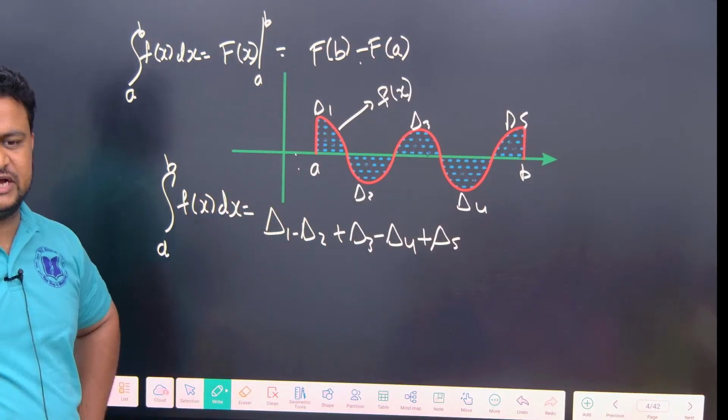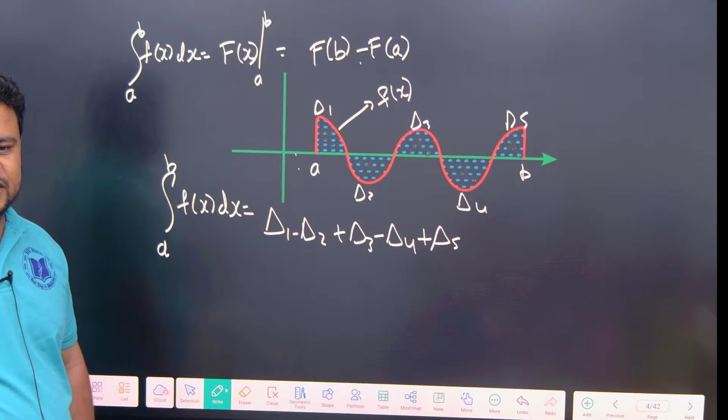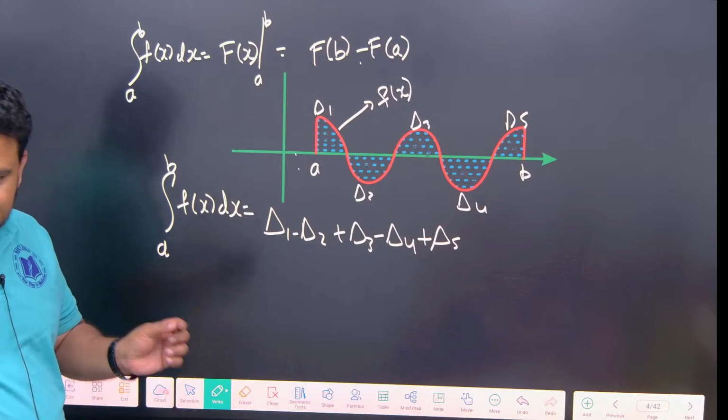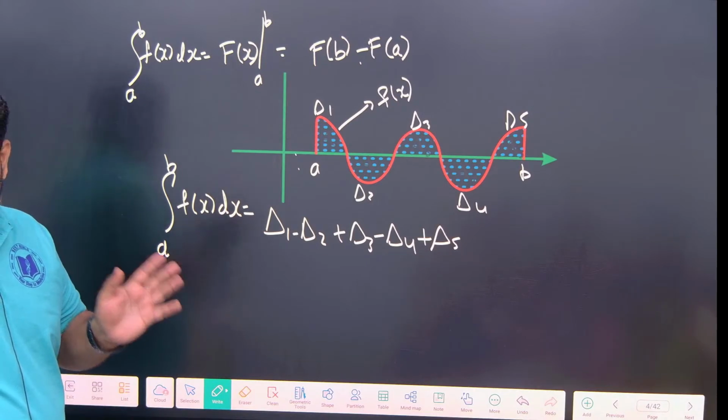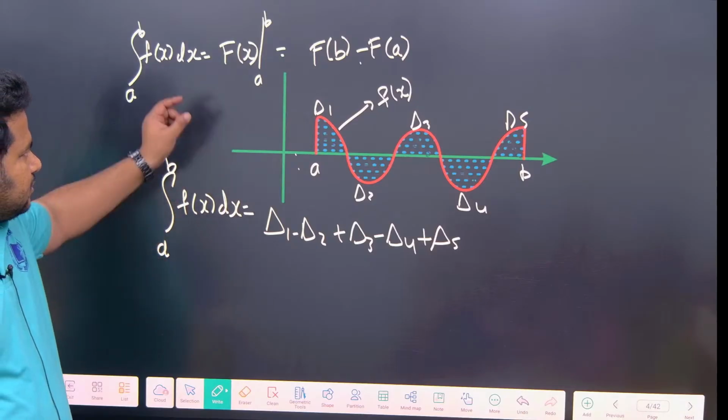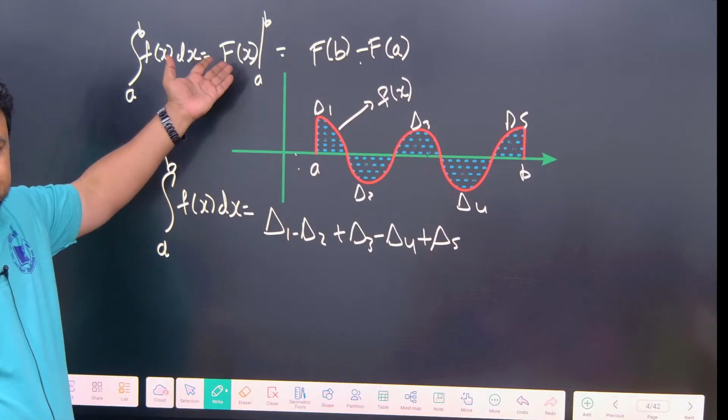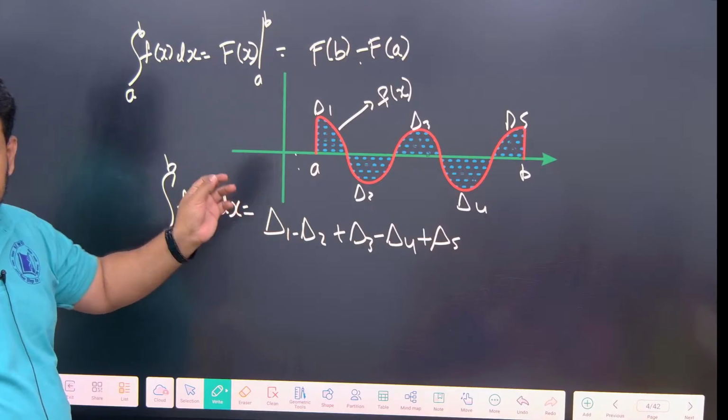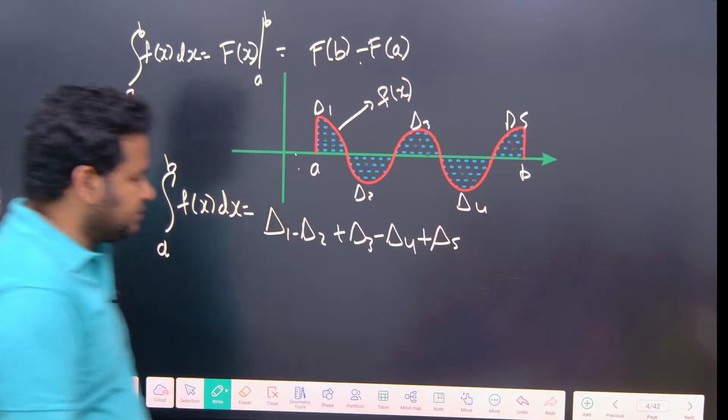Suppose you got the answer log x. Don't write it as log of A minus B. You should write it as log A minus log B. Sorry, actually the upper limit is B, so you should write it as log B minus log A. Clear? This is the thing you should know.